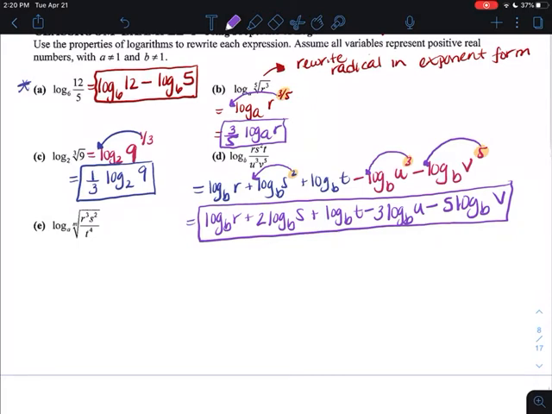Part E will be a great example where you can stop, pause the video, and try it on your own. And then we'll come back together and look at it.